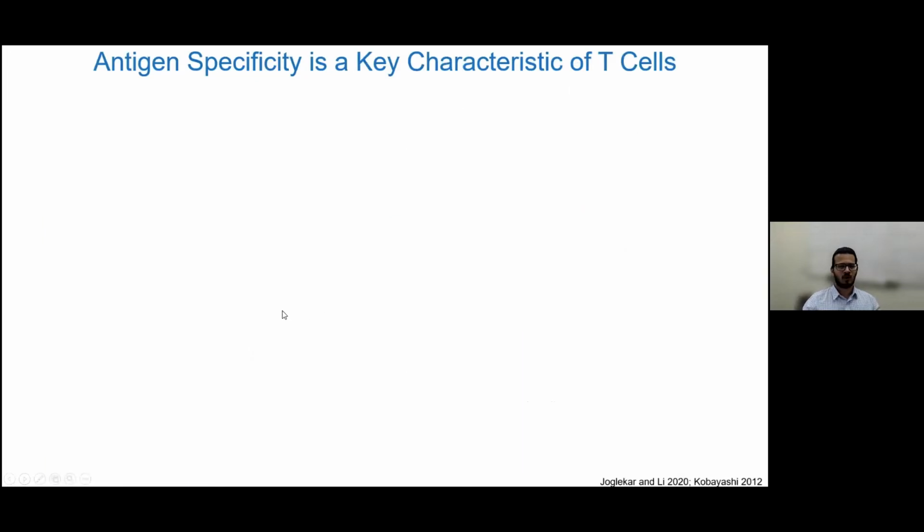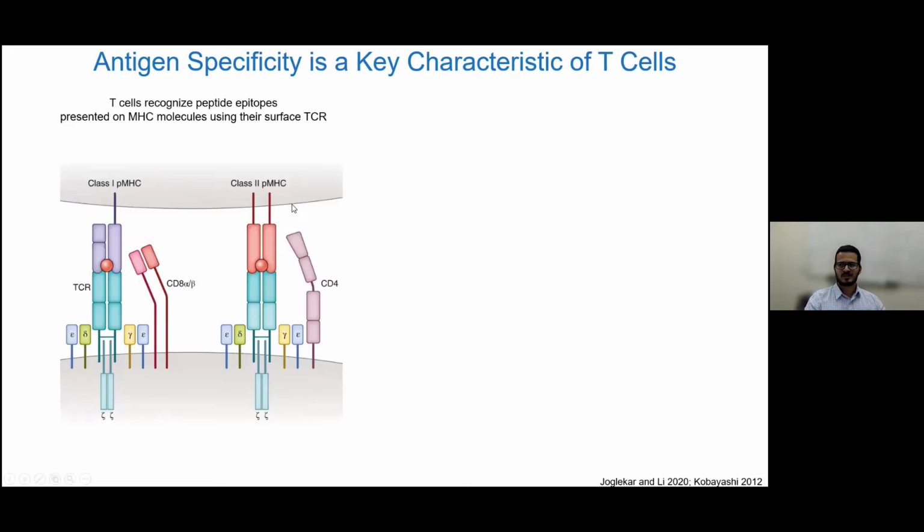T cells form one of the key components of the adaptive immune system, and the key characteristic of T cells which makes them either protective or pathogenic in different diseases is their antigen specificity. T cells use their surface T cell receptor in order to recognize peptide epitopes presented on MHC molecules. A T cell receptor consists of TCR alpha and beta chains that recognize the MHC and the epitope, and it consists of gamma, delta, epsilon, and zeta chains, which form the signaling components.